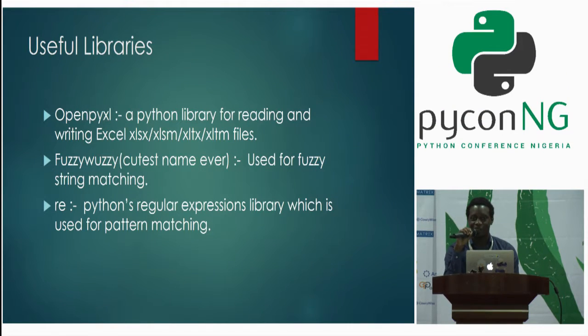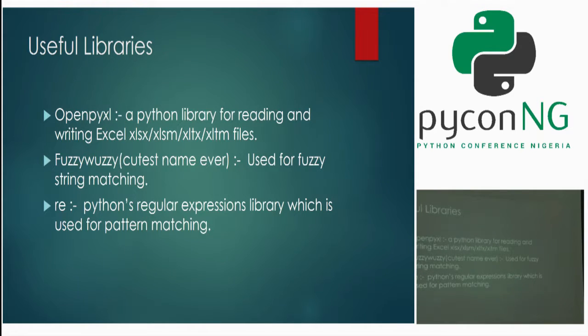So a couple of libraries I'll be using: OpenPyXL, which will handle all the Excel files in XLSX format; Fuzzy Wuzzy, which will be used for fuzzy string matching; and RE, which is Python's regular expressions library, which we use for pattern matching.